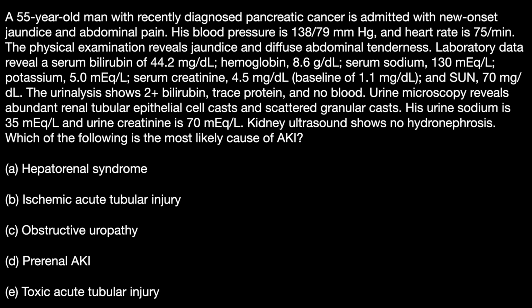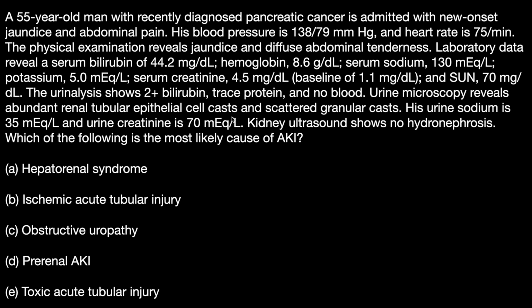this patient has recently diagnosed pancreatic cancer and a new onset jaundice, and the hyperbilirubinemia is very high. You can see it is 44. That is very, very high. Urine analysis is showing bilirubin as expected. You are also seeing trace proteins, and also you are seeing abundant renal tubular epithelial casts and scattered granular casts.